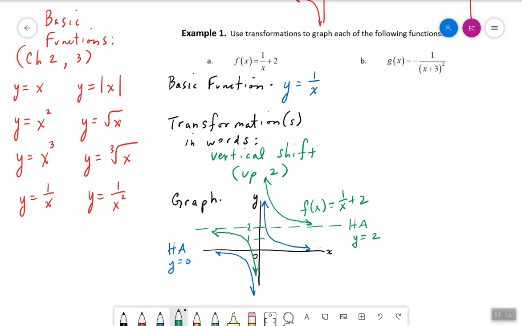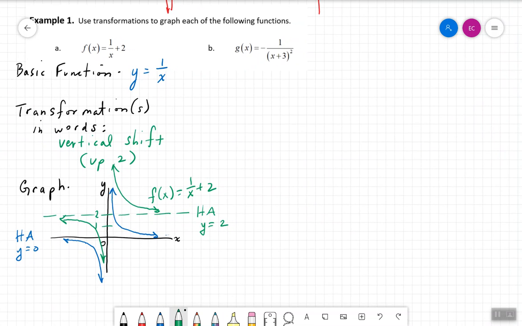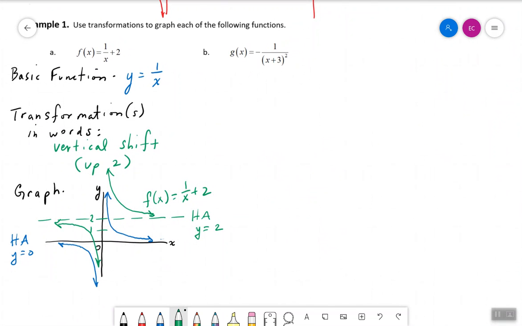Okay, well, let's do one more example. So let's look at g of x is equal to negative 1 over (x plus 3) squared. What's the basic function this time? I bet you said y equals 1 over x squared. And then there are 2 transformations this time.